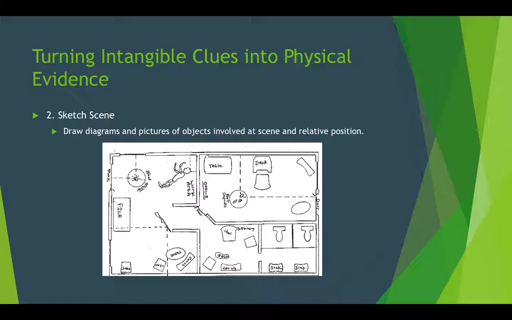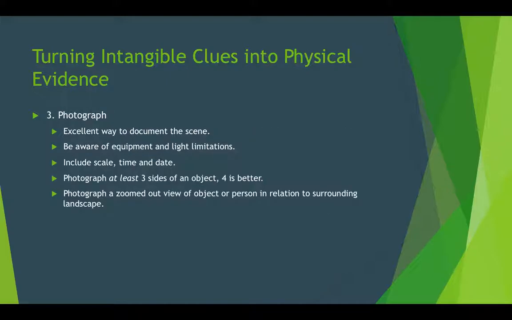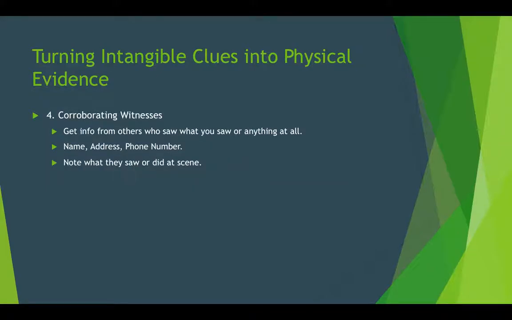Second, sketch the scene, if possible. Draw diagrams and pictures of objects involved at the scene and relative position. Third, take photographs. This is an excellent way to document the scene. Photograph at least 3 sides of the object. 4 would be better. Photograph at a zoomed out angle, and then zoom in to get different kinds of perspectives. Fourth, corroborating witnesses. Get information from others who saw what you saw, or anything at all.